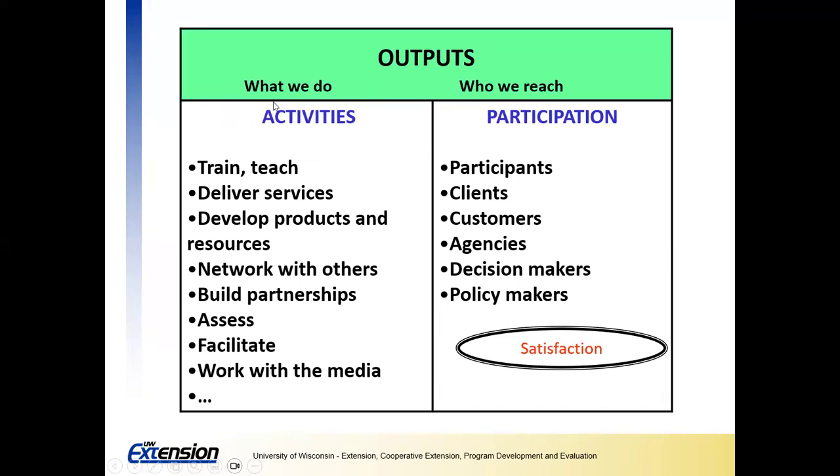Output can be what we do and who we reach. Output can be activities such as train, teach, deliver services, develop products and resources, network with others, build partnerships, assess, facilitate, or work with the media. Participation can be participants, clients, customers, agencies, decision makers, policy makers, etc.